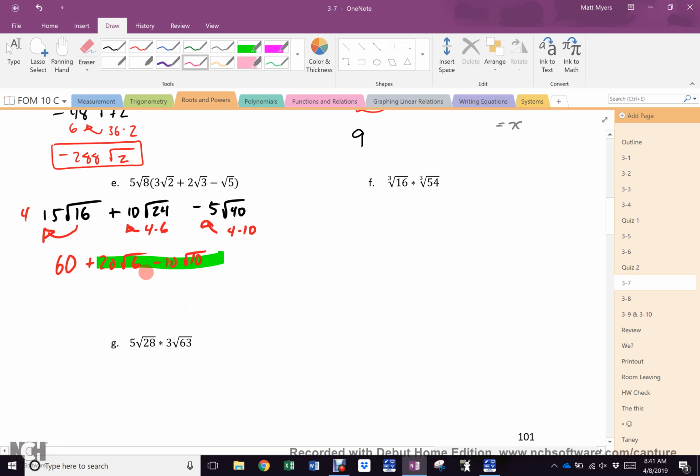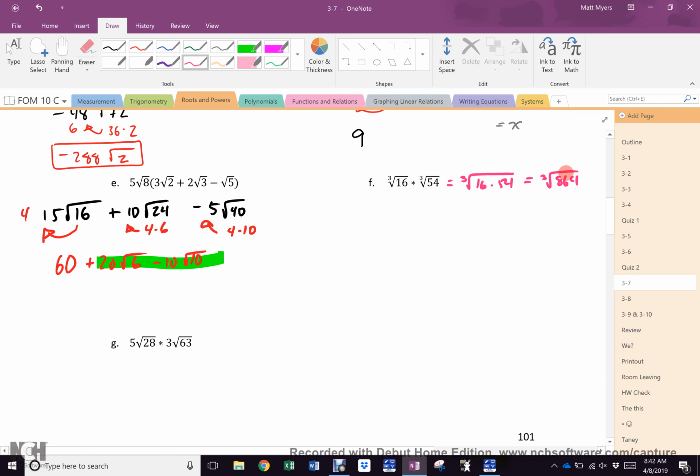Okay. Anything different in f? Is it still a radical? Is it multiplying by a radical? Are they the same index? So can I multiply the radicand times the radicand? So how many of you want to do it right now? Do the cube root of 16 times 54. That's what we want to do, right? Now, 16 times 54 is the cube root of 864.